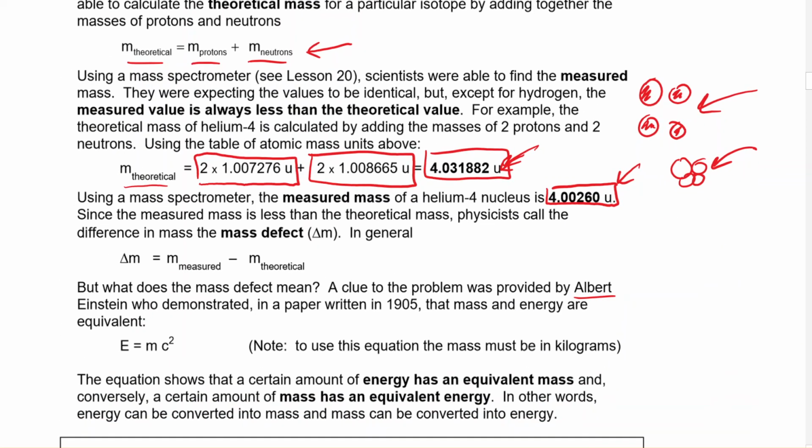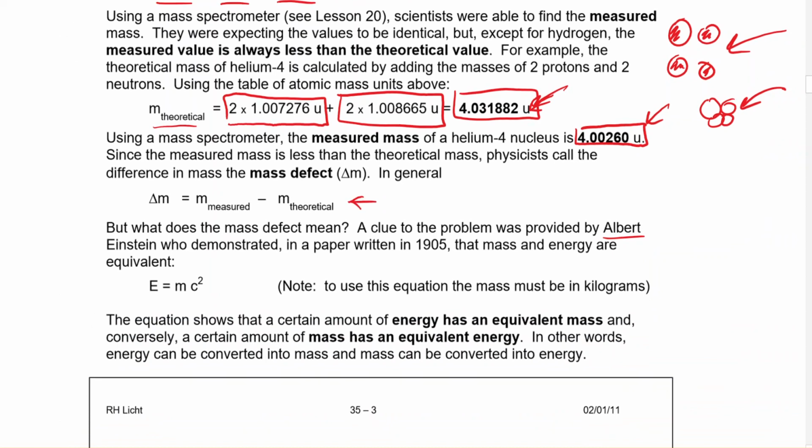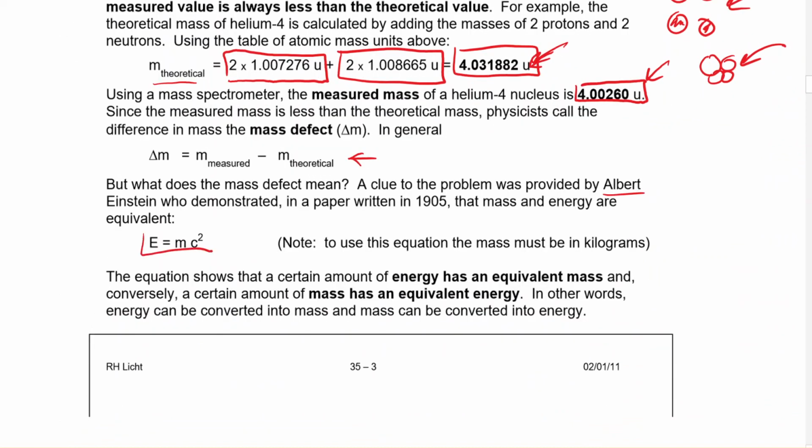So what they did, or what I should say, what Einstein did, was measure the difference between them, and then used probably the most famous equation of all time. You've probably heard of that one. E is equal to mc squared. This is the mass energy equivalence, right? And what this equation is saying is that energy, which is what the E stands for, is equal to mass times the speed of light squared.